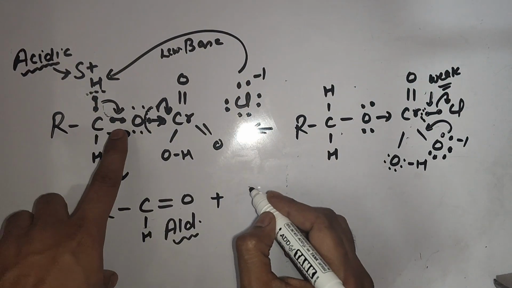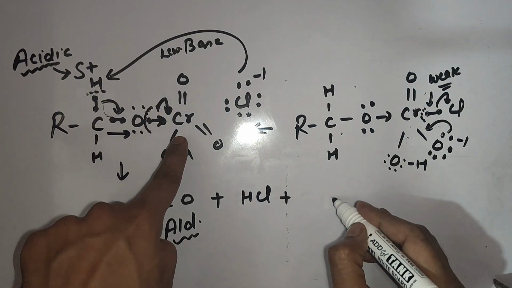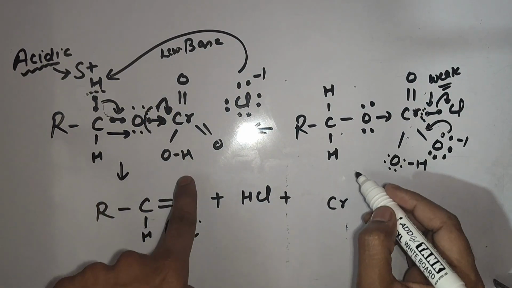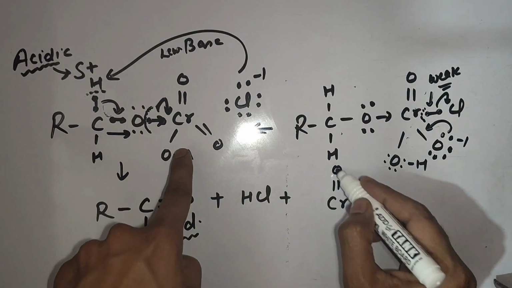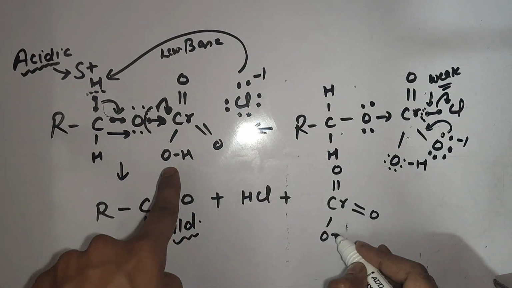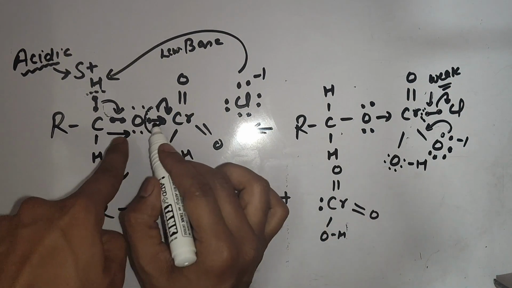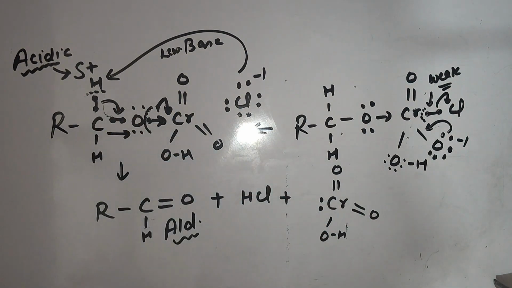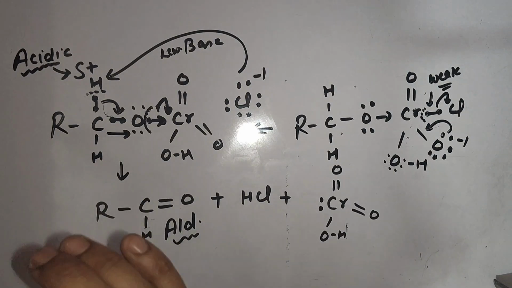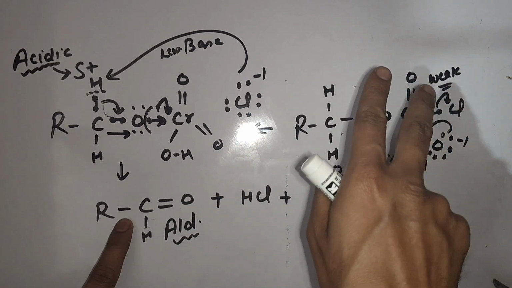Side product HCl, and chromium will become this O, double bond, O, OH, and it will get one pair from this side like this. So aldehyde will be generated. Now first I will talk about this aldehyde. Will this aldehyde be further oxidized?